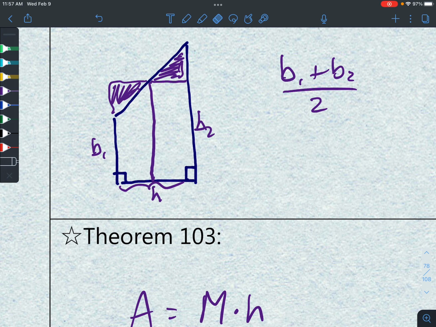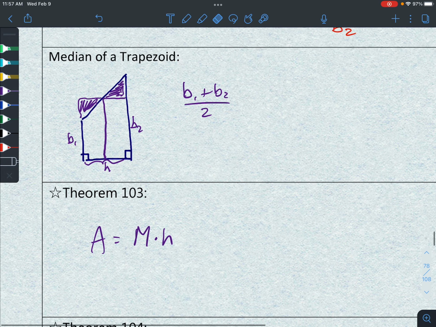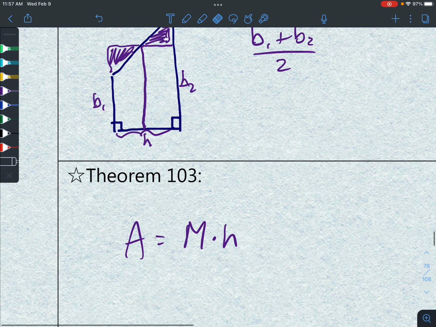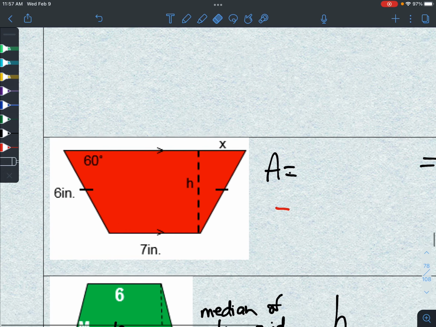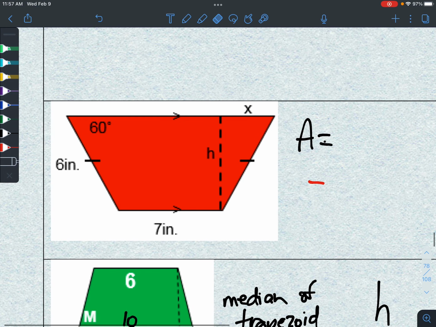All right, so pick your poison. Think of it as a triangle, or think of it as two different bases where you're finding the average base. So I'll do each problem separately here. I got a trapezoid. They gave me one base, did not give me the other base. Dang it. And they didn't give me the height.